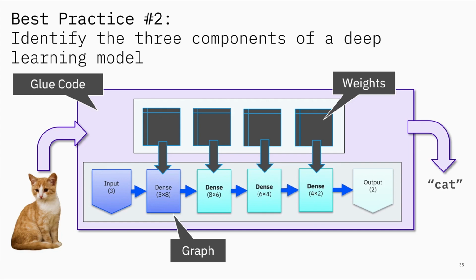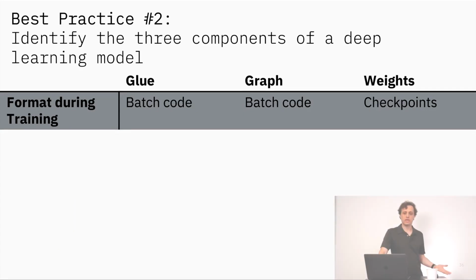So in particular, when the model is being trained, the glue code is going to be a batch program that performs training. The graph is going to be actually code to construct the graph. And the weights, they're kind of intermediate temporary data that the training program is saving just in case the power goes out and you have to restart this 5-day training process from the middle of the process.